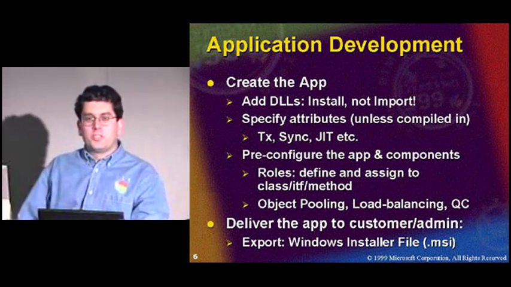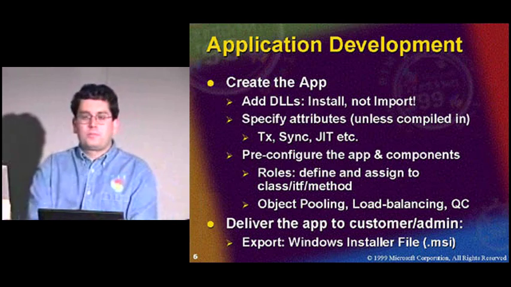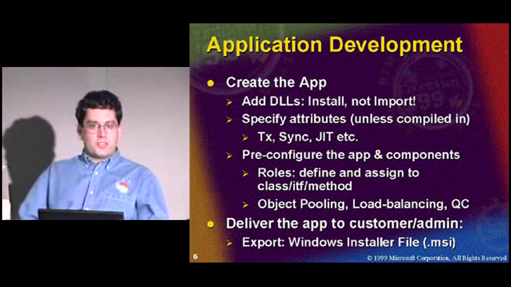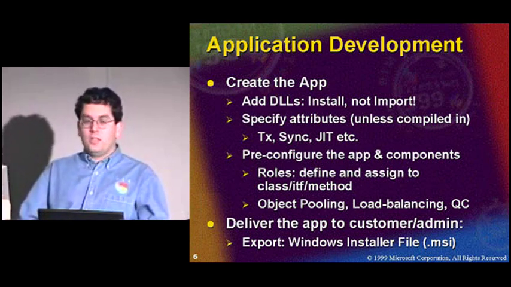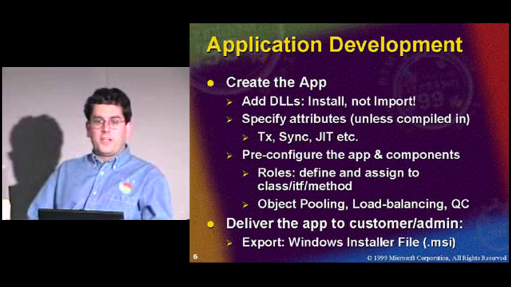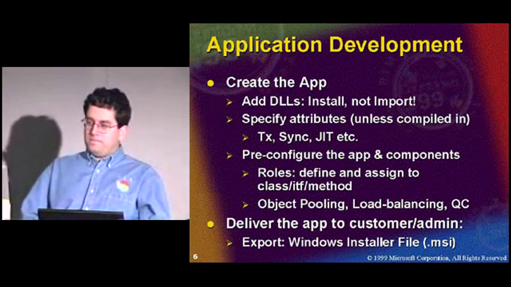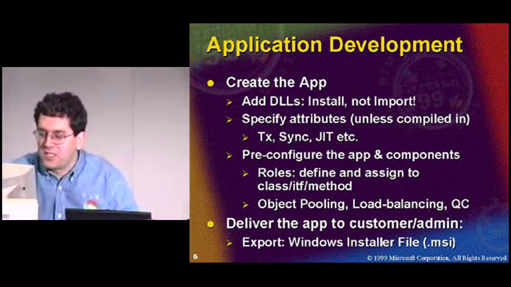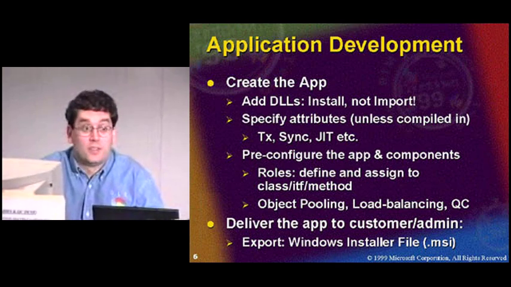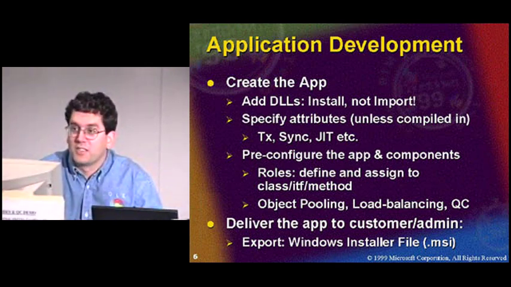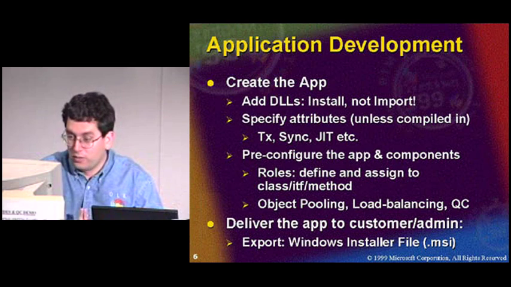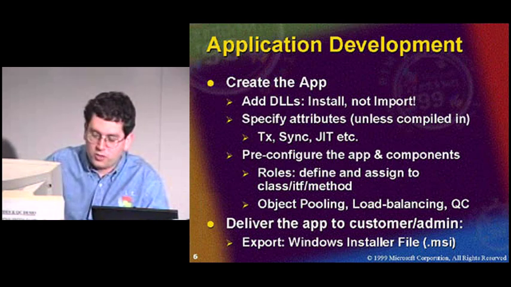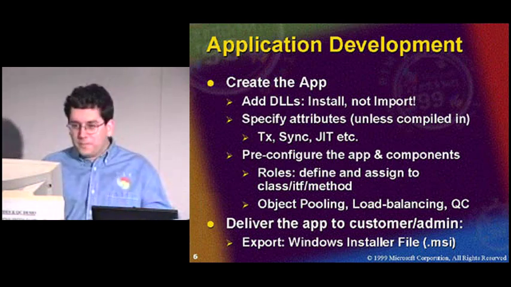Once all these attributes are specified for the application and for the components, the typical case will be that you export this application into a Windows installer file, just like you did in MTS, exporting it into a pack file. And in COM+, you obtain a single installation file rather than in MTS, where you had a pack file with a bunch of files and DLLs that were just loosely lying around. So at this point, development is finished. We have a single file that we can then hand over to whoever is going to do the configuration of the application.